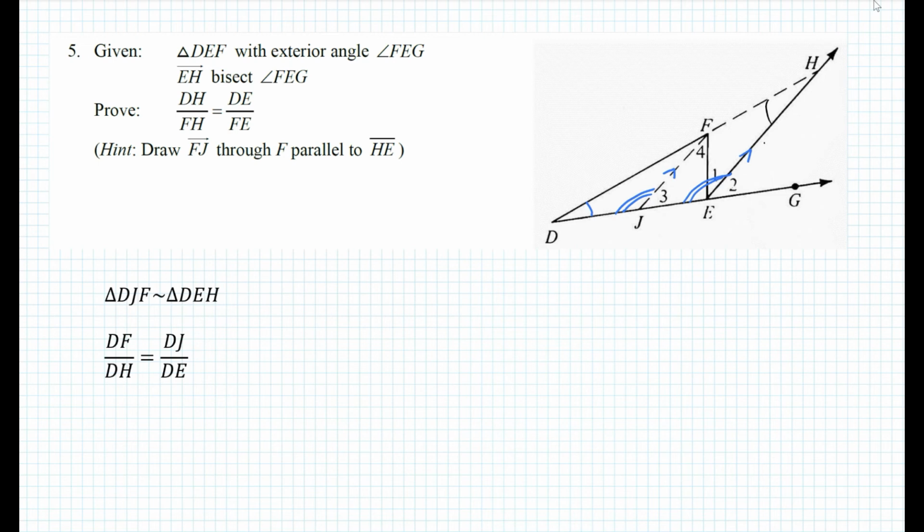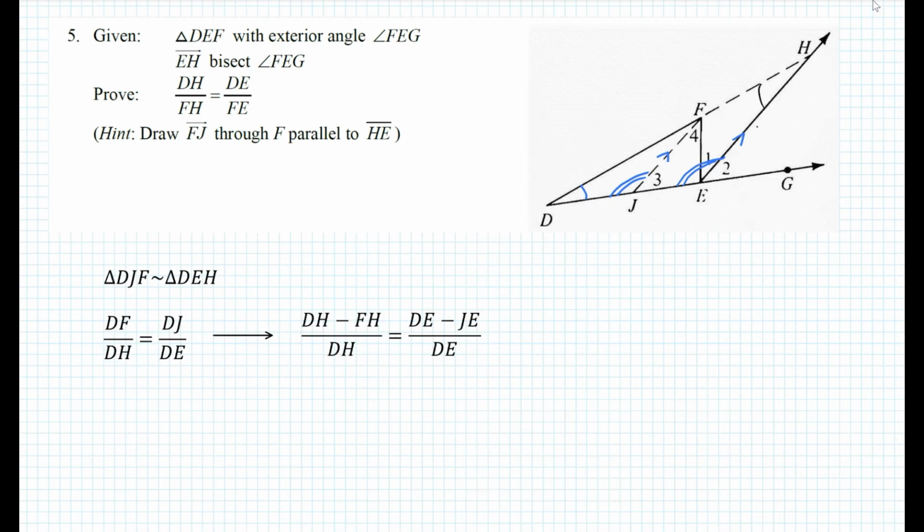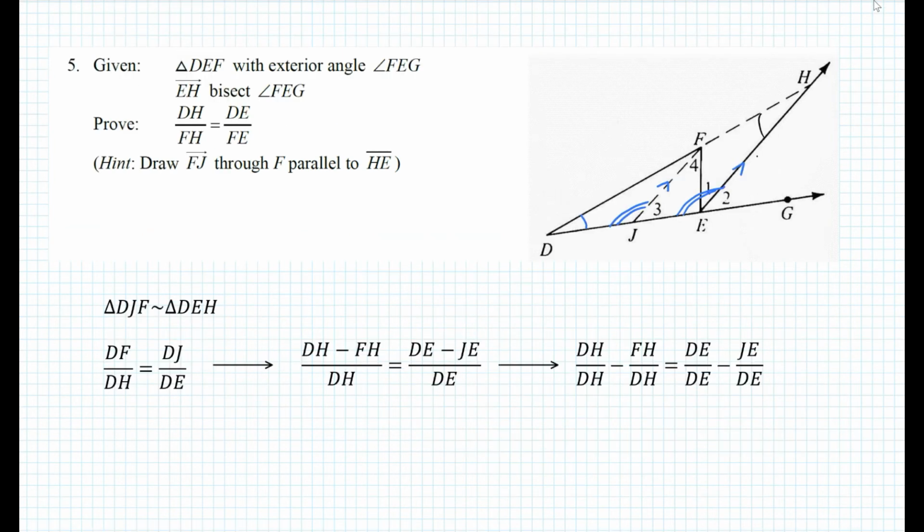Well, what we can do here is express DF in terms of DH and FH by stating that DF is the same as DH minus FH. Similarly, DJ is the same as DE minus JE. So at this point, we can now split the fraction. And we can simply state that DH over DH minus FH over DH is equal to DE over DE minus JE over DE. However, we know that DH over DH is equal to 1, and so is DE over DE. So this simply turns into 1 minus FH over DH equals 1 minus JE over DE.